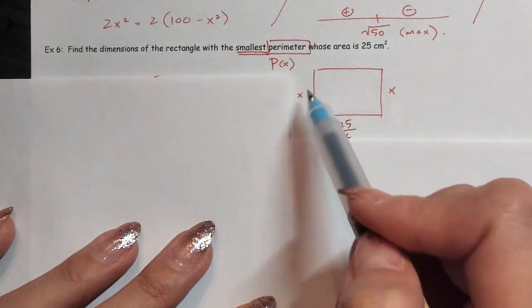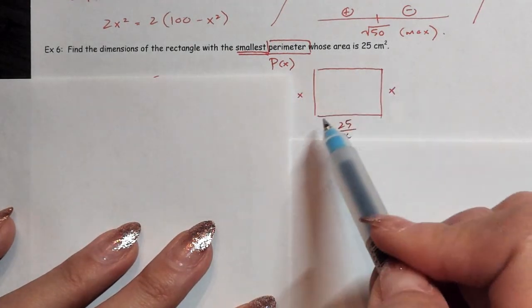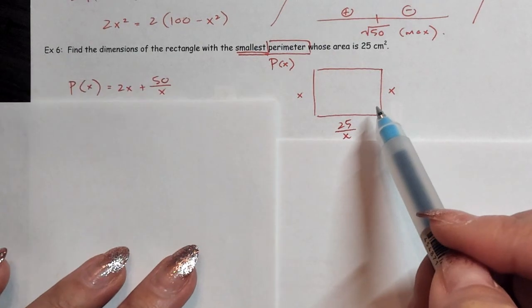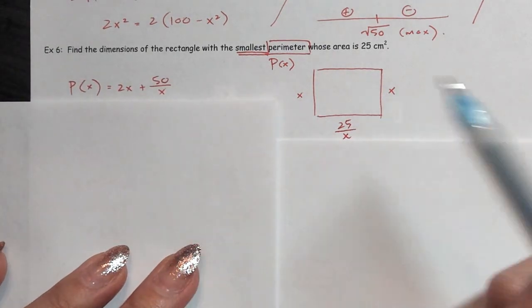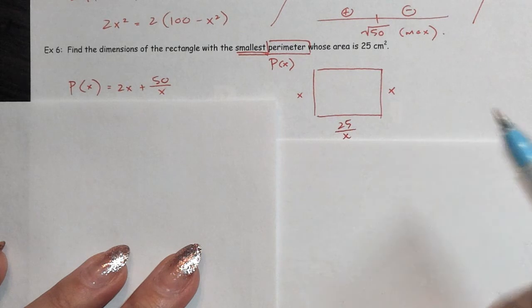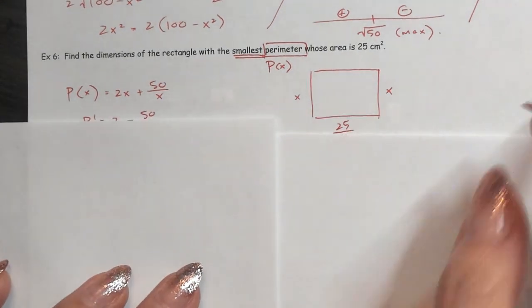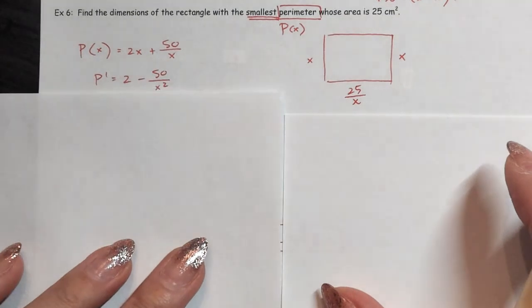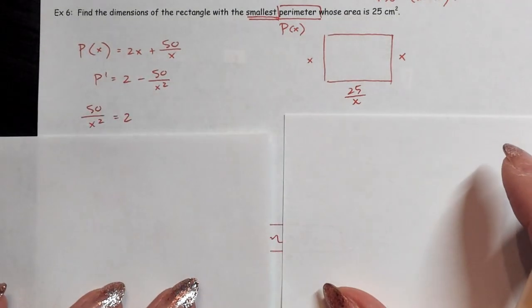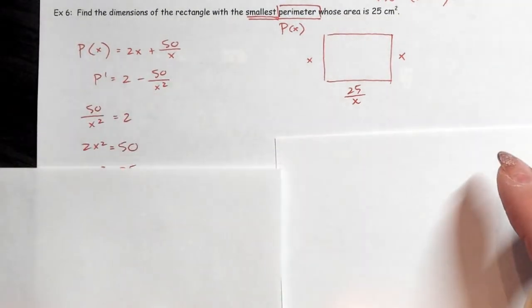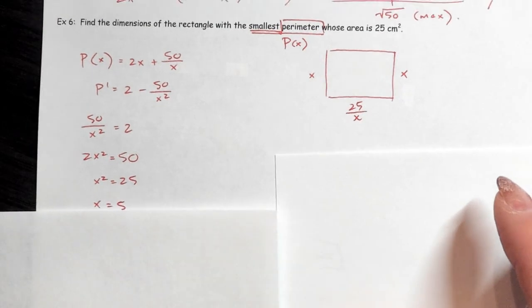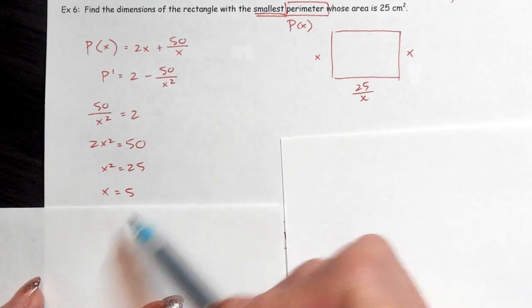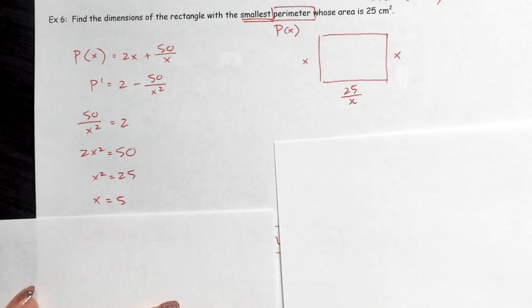How do you get perimeter? It's this plus this plus this plus this. So 2x plus 50 over x, right? Because there's the top and the bottom. Okay, find your derivative. You should do this on your own, and then just check your answers, okay? So find the derivative, set equal to 0, solve, and I know this is plus or minus 5, but it's a rectangle, so it can't be negative 5, okay? That's the only reason it's not negative.